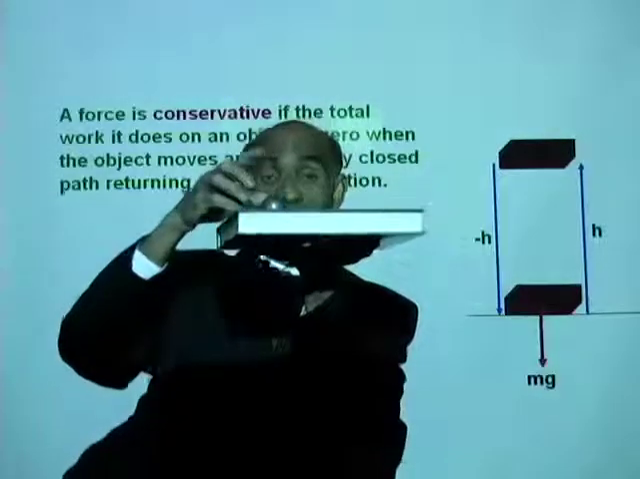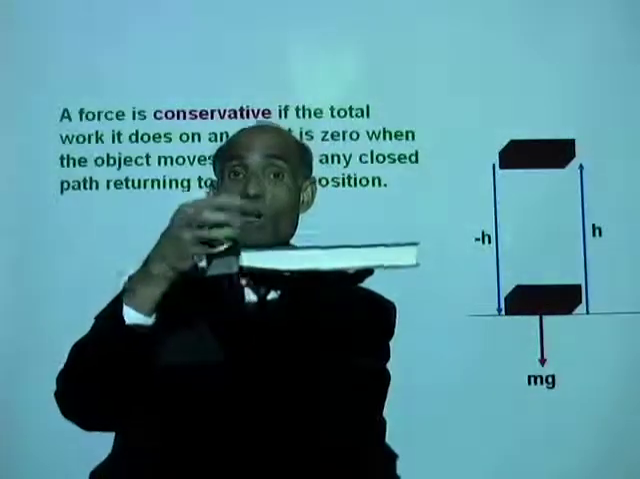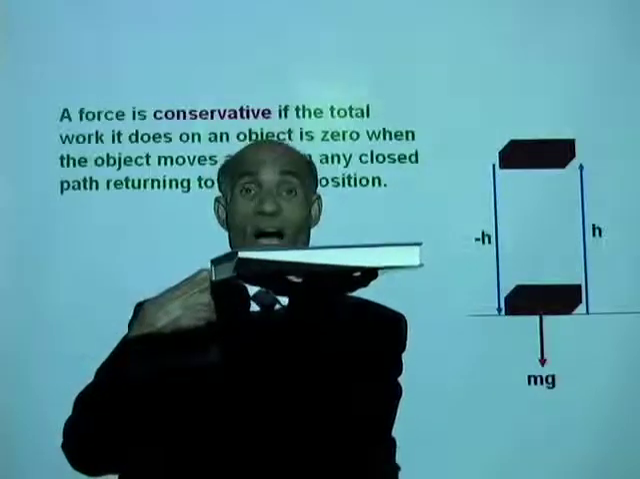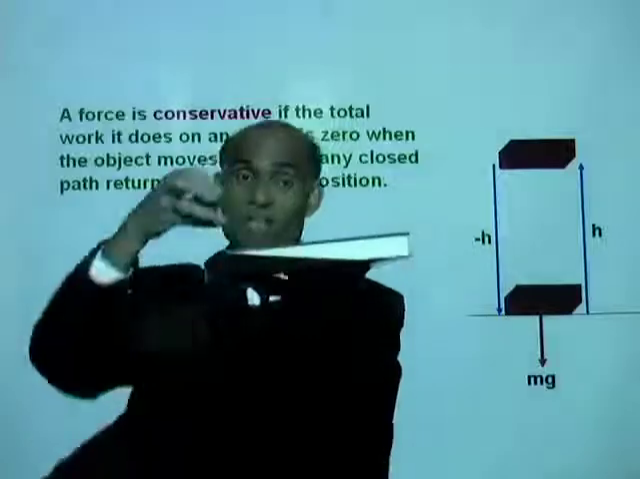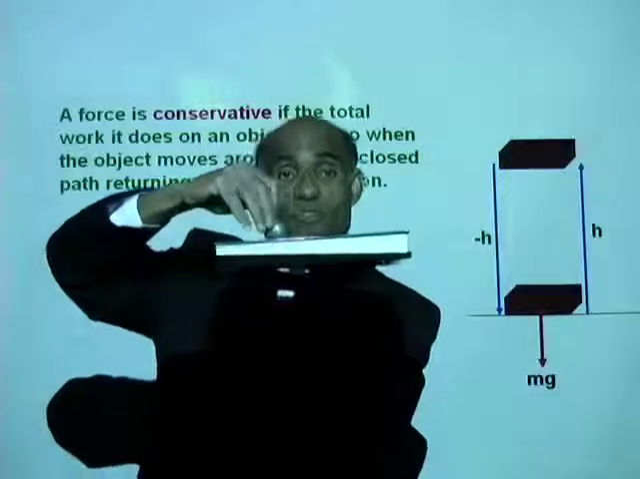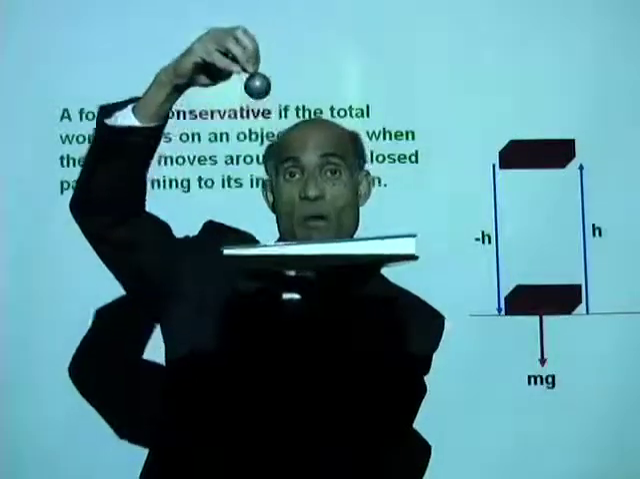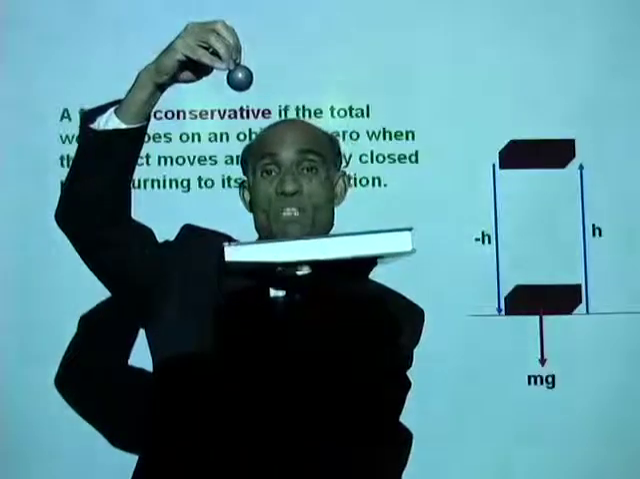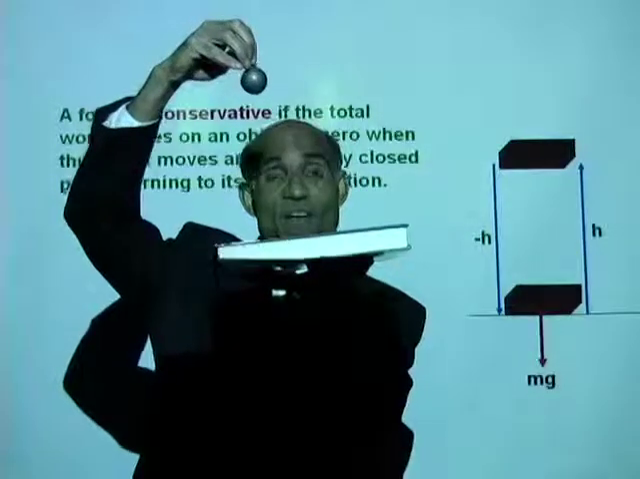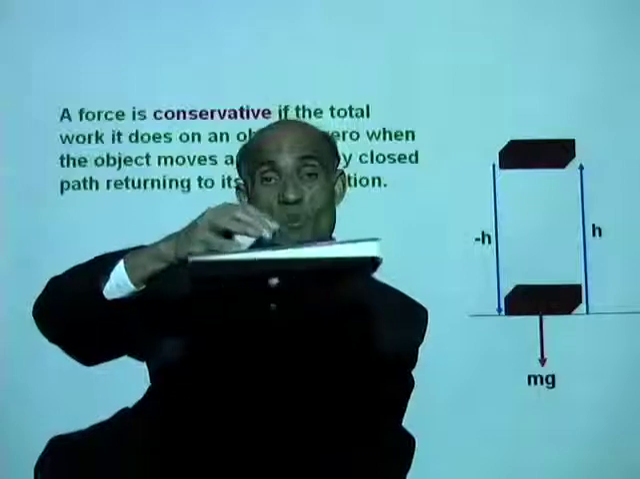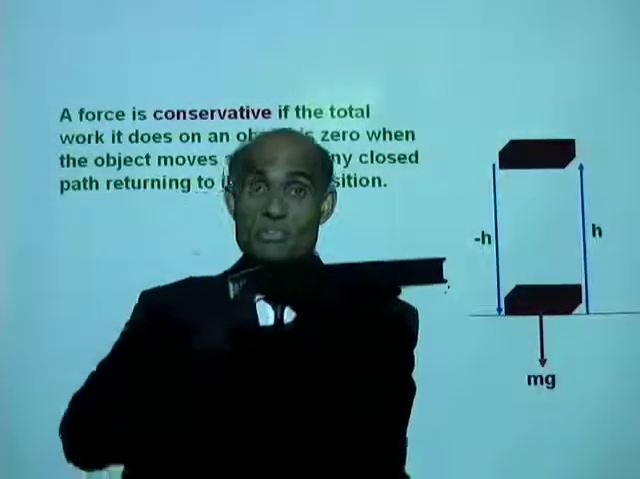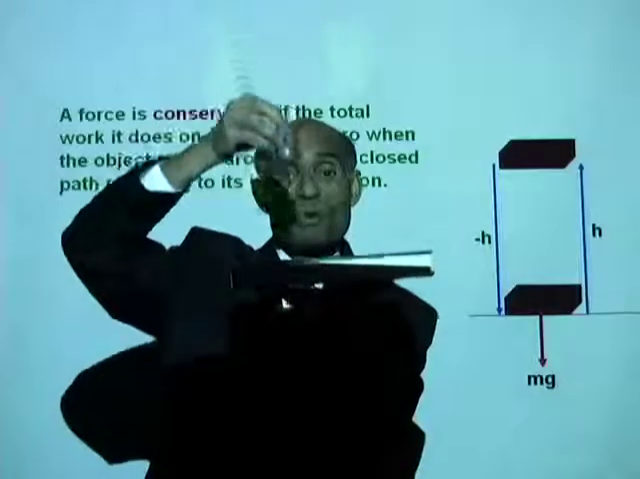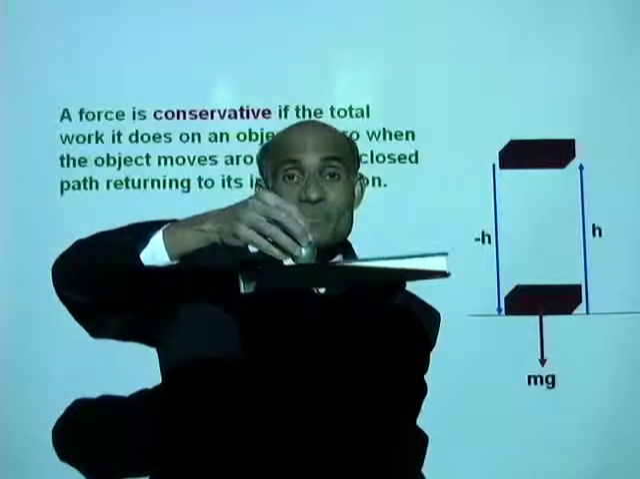The force of gravity, I'm not talking about the work done by the force I applied. I'm talking about the work done by the force of gravity. The work done by the force of gravity for the first part of the journey is negative mgh. While the object is allowed to fall, the work done by the force of gravity is positive mgh. The total work done is 0.